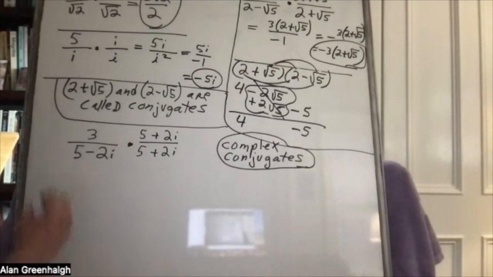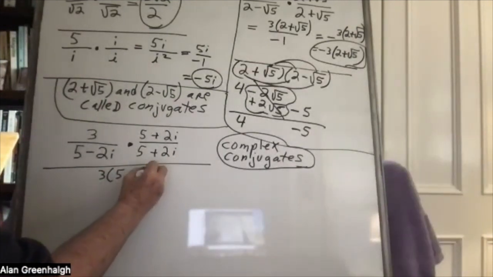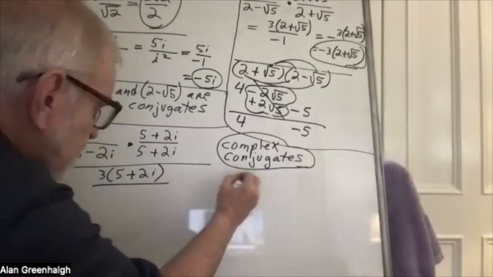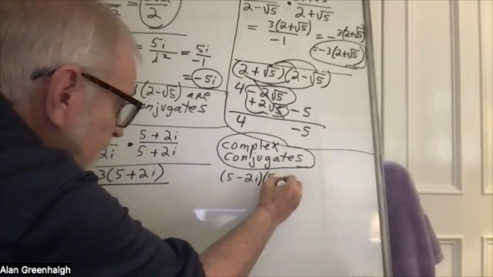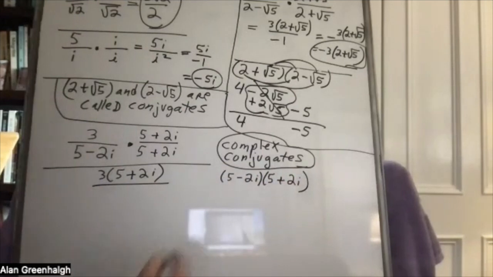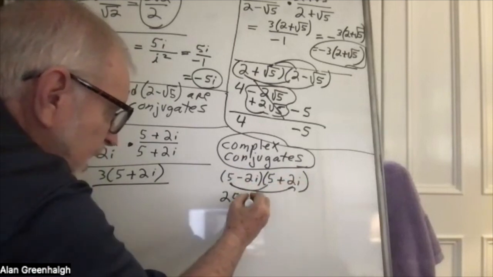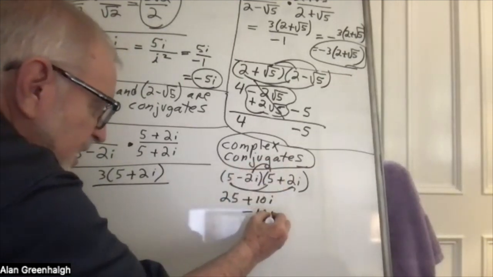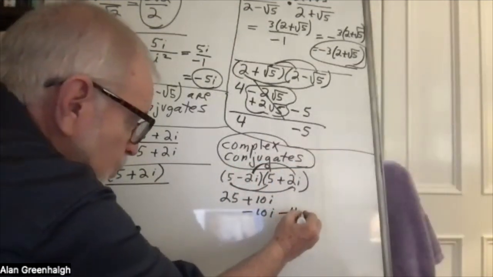Now let's see what we get. In the numerator, it's just going to be 3 times 5 plus 2i. In the denominator, let's do it now. So let's go over here and do 5 minus 2i and 5 plus 2i. Okay, so let's do 5 times 5 is 25. 5 times 2i is 10i. Negative 2i times 5 is negative 10i. And negative 2i times positive 2i is negative 4i squared.